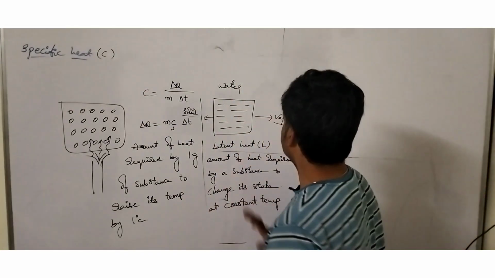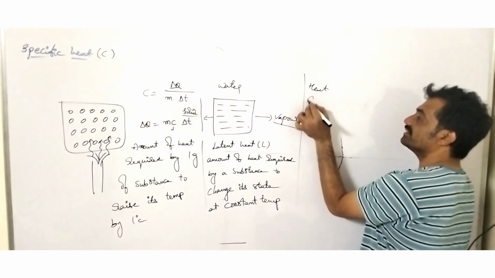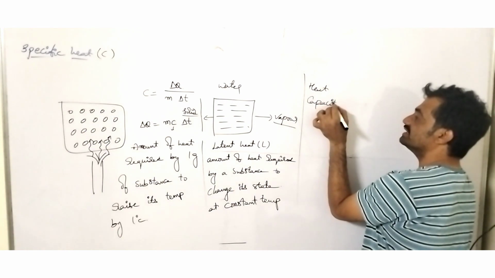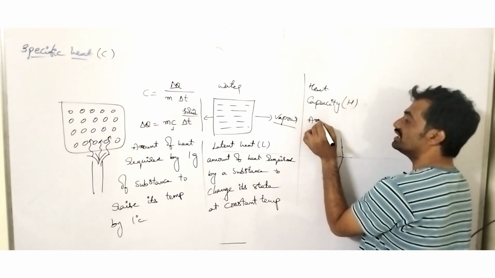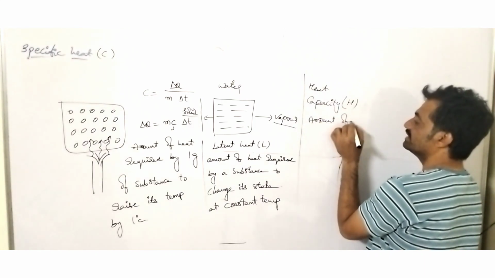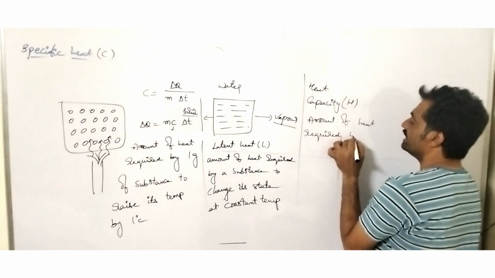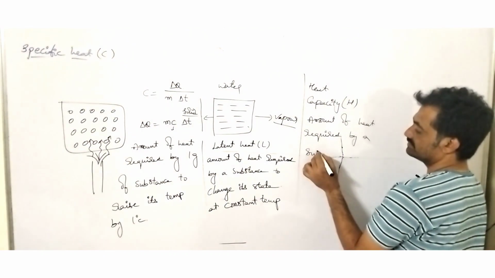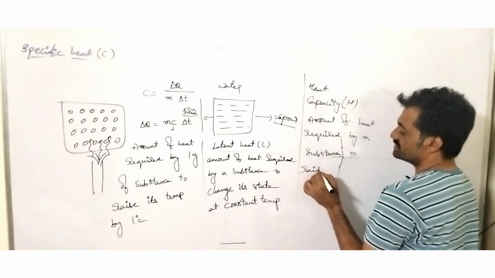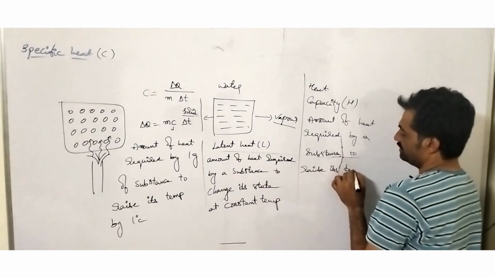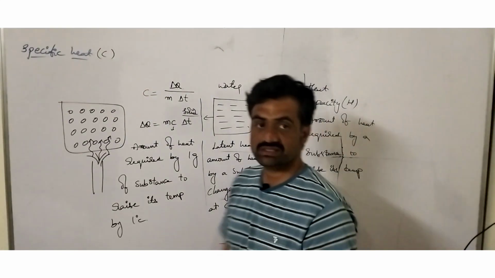So now based on that we are going to discuss heat capacity. Heat capacity is represented with H, and it is defined as the amount of heat required by a substance to raise its temperature by 1 degree Celsius is known as heat capacity.